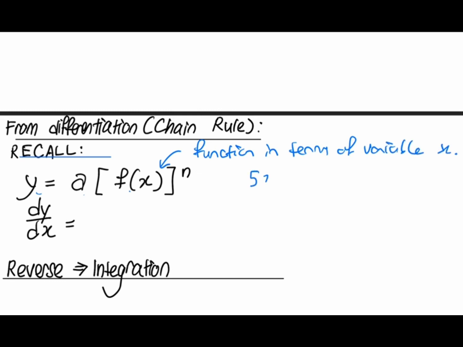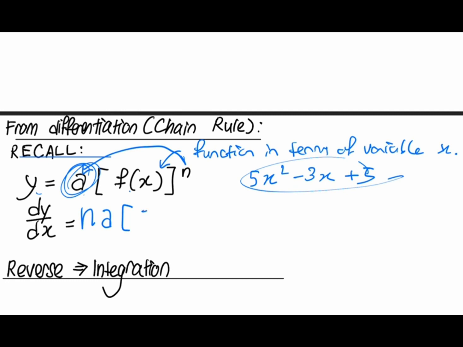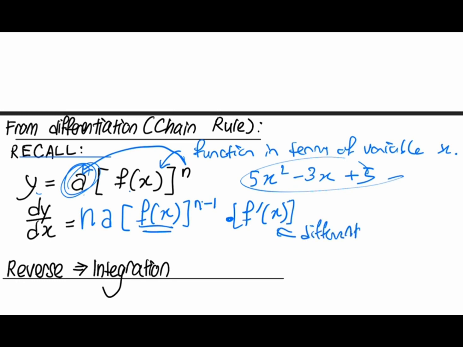Let's say I have 5x squared minus 3x plus 5. Here is the function, right? So we have a constant outside. Now if I want to differentiate it, I definitely put down the power here. So it's n a, same as just now, and f(x), with the power reduced by 1. We copy back the f(x) with n, the power reduced by 1, and we multiply with f prime x, where f prime x is the differential of f(x). We already learned this in the differentiation chapters.